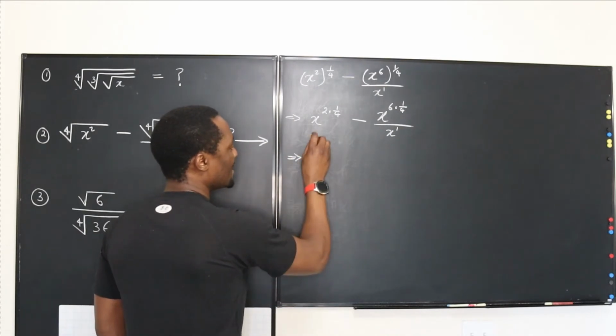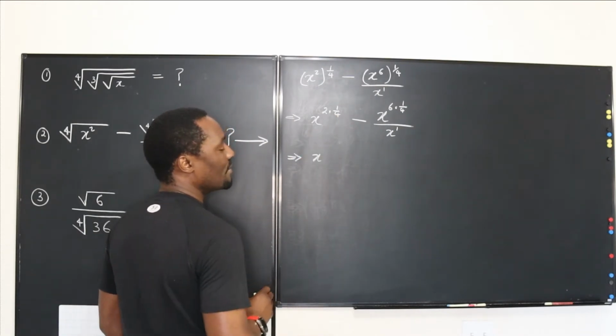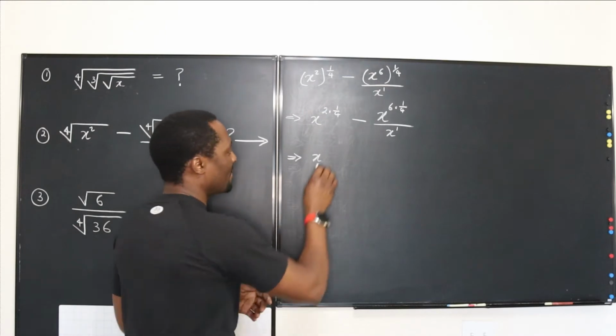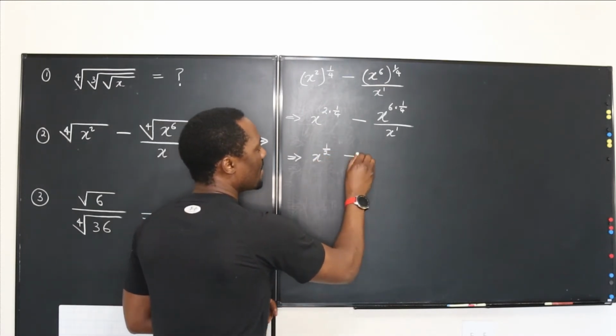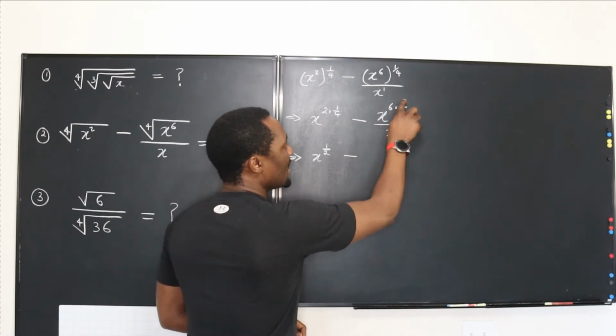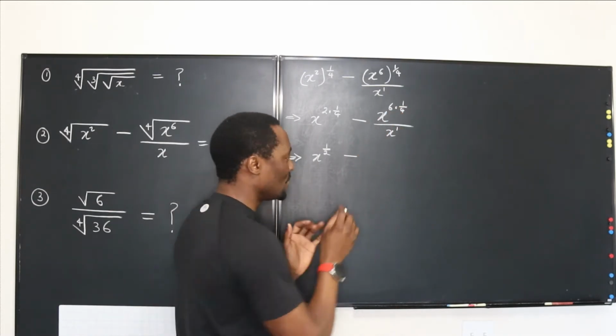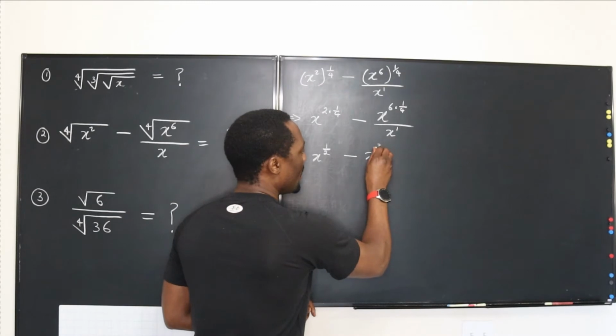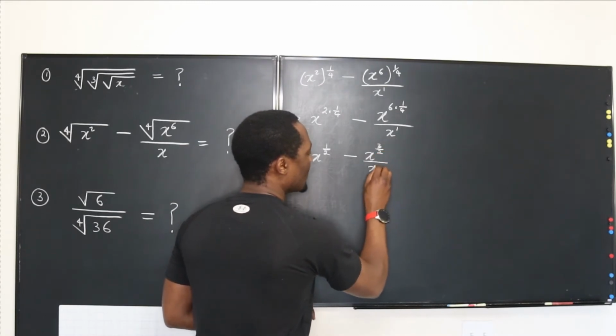So your next line is going to be, if you multiply 2 by 1/4, what are you going to get as your answer? 1/2 minus, what would you get here? 6 times 1/4 is going to be 6/4, and that's going to be 3/2. So that's going to be x to the 3/2 divided by x to the 1.